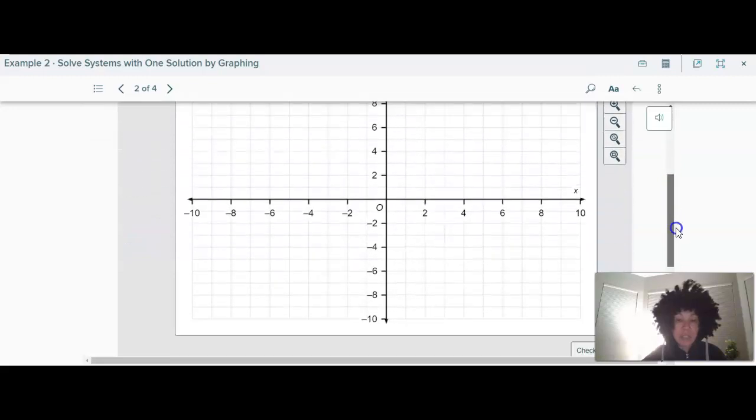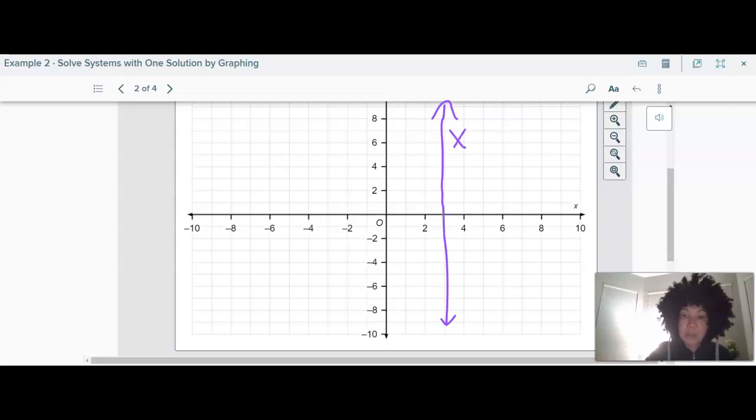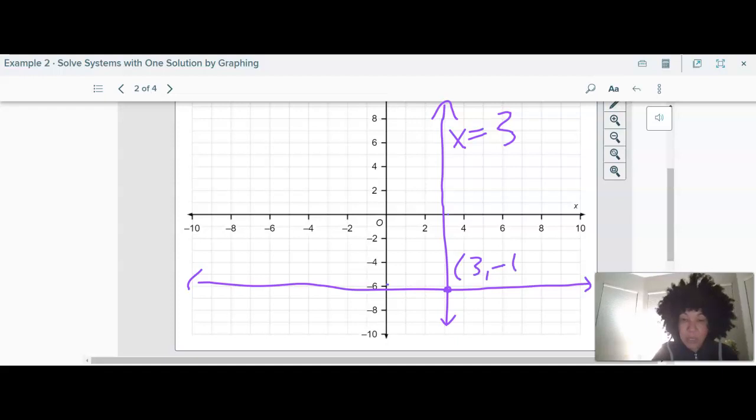So we're going to graph each of these in the coordinate plane. And the line x equals 3, we go to 3 on the x-axis and draw a vertical line through that. So this is the line x equals 3. And then for the horizontal line, y equals -6, I'm going to go to -6 on the y-axis and draw a horizontal line through there. And with these, it's pretty easy to tell where they intersect. They intersect at the point 3, -6, which should make sense. The x-coordinate would have to be 3, the y-coordinate would have to be -6 there.